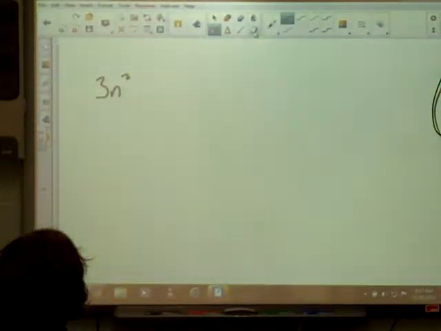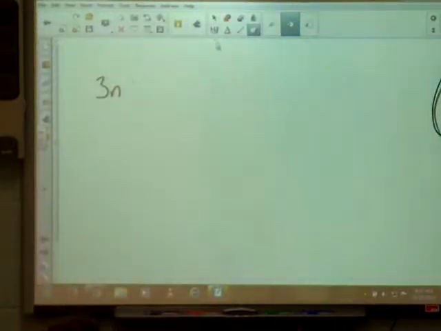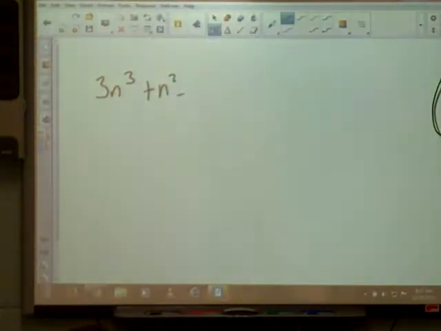Well, that's a cubed. I wrote that wrong. 3n cubed plus n squared equals 4n. All right, a little bit different on this one. Still going to have the same principles, though. 3n cubed plus n squared equals 4n.